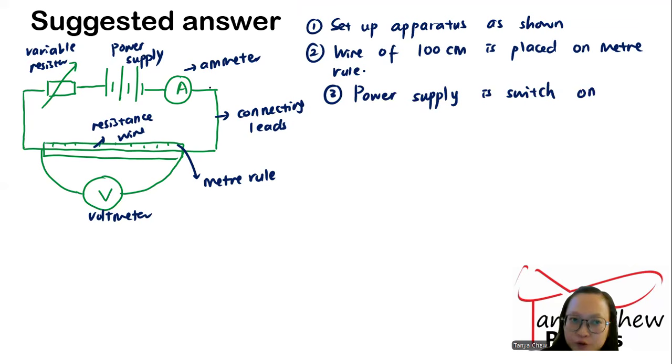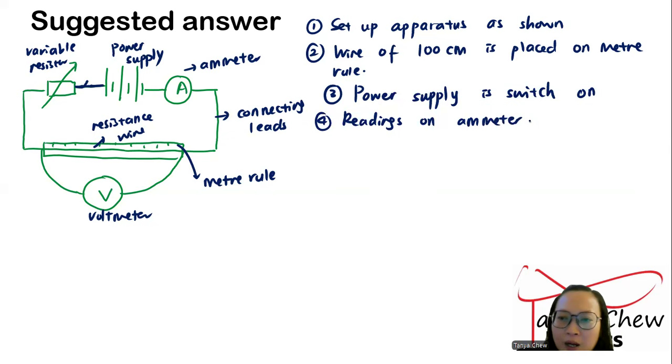If you want to put a switch here, that would be even better. A switch here is also okay, because one of the safety precautions is that, but if the switch is not given, you just disconnect, switch off the power supply. That will do. Power supply is switched on, and then readings on the ammeter, which is I, and the voltmeter, which is V, are taken.